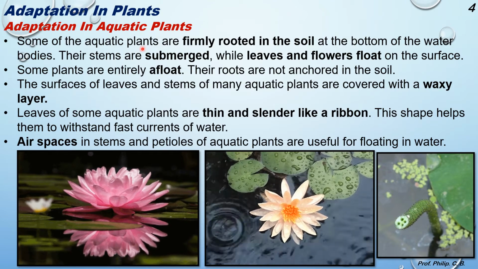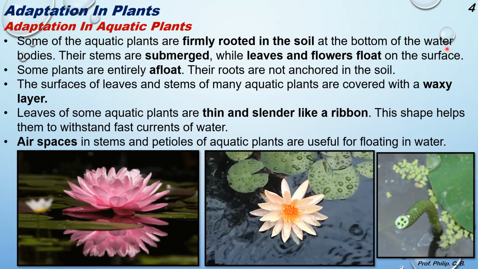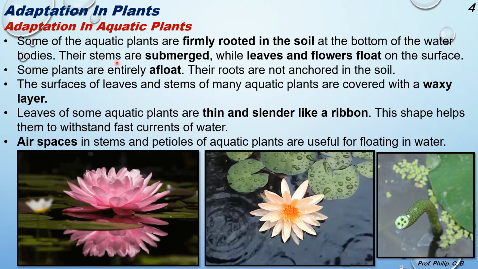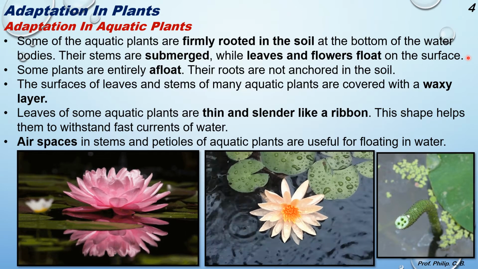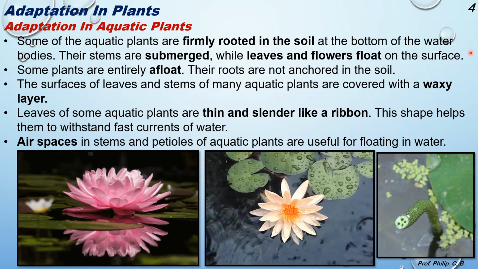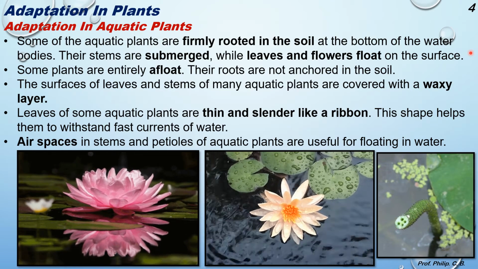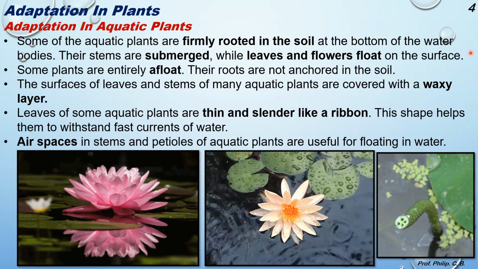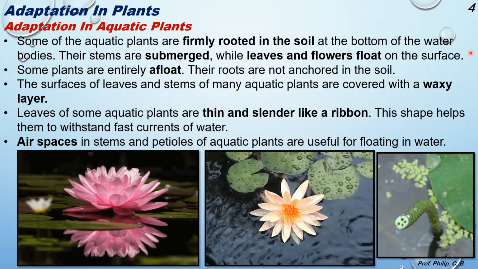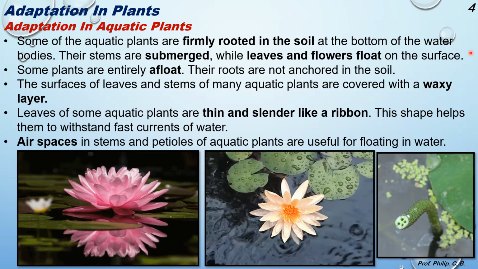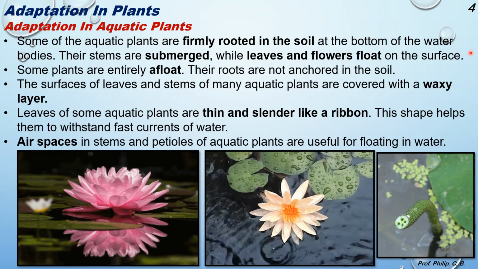Some of the aquatic plants are firmly rooted in the soil at the bottom of the water bodies. Their stems are submerged while leaves and flowers float on the surface. Now here, aquatic plants are usually the water plants. The roots of these plants are firmly rooted in the soil, so that because of the waves in the water it may not uproot.